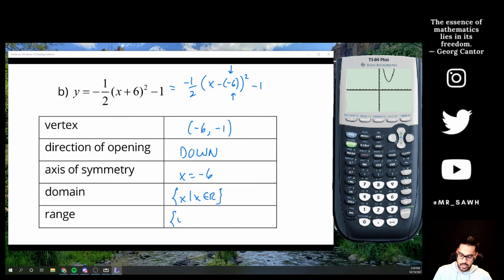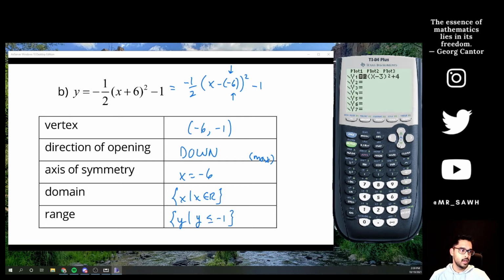Range always comes from the vertex. Now if this opens downwards, it means we have a maximum. So there is one number where I can't be bigger than, and I know it comes from the y value of my vertex, so everything has to be less than or equal to negative 1. And again, graph it to check.